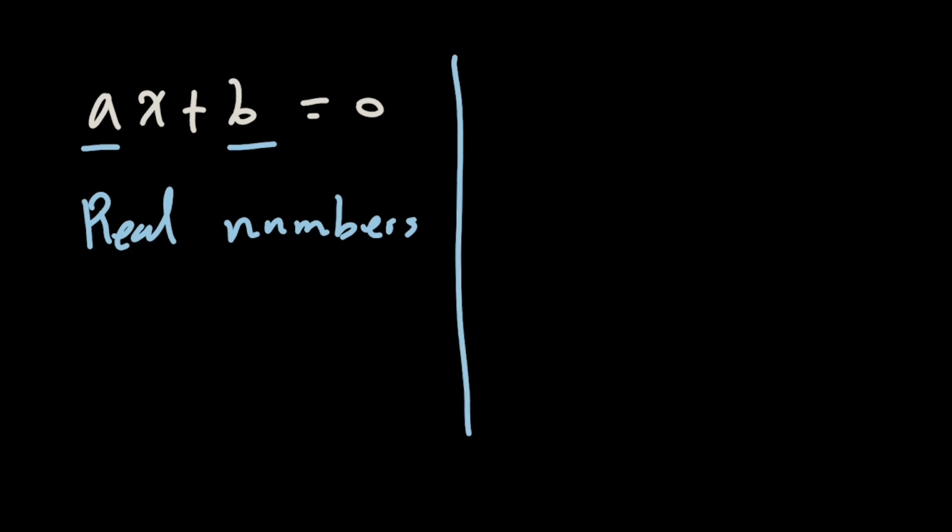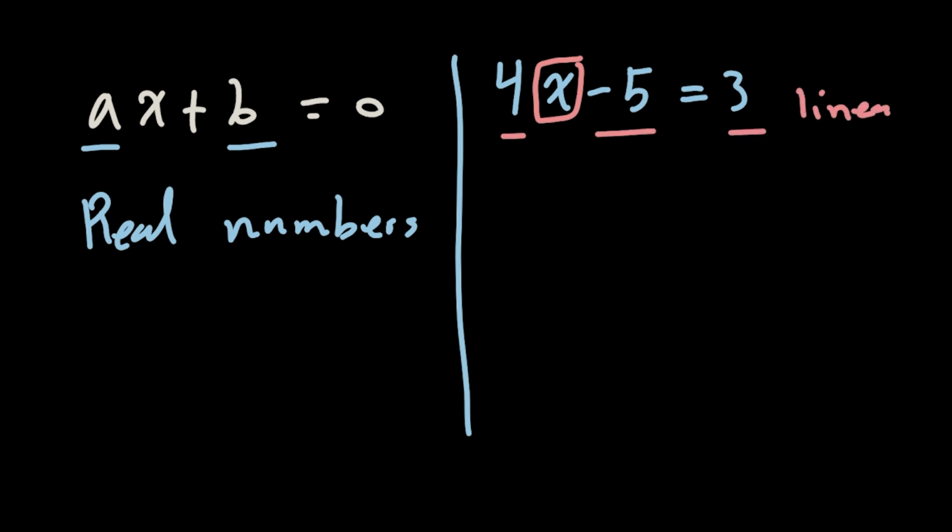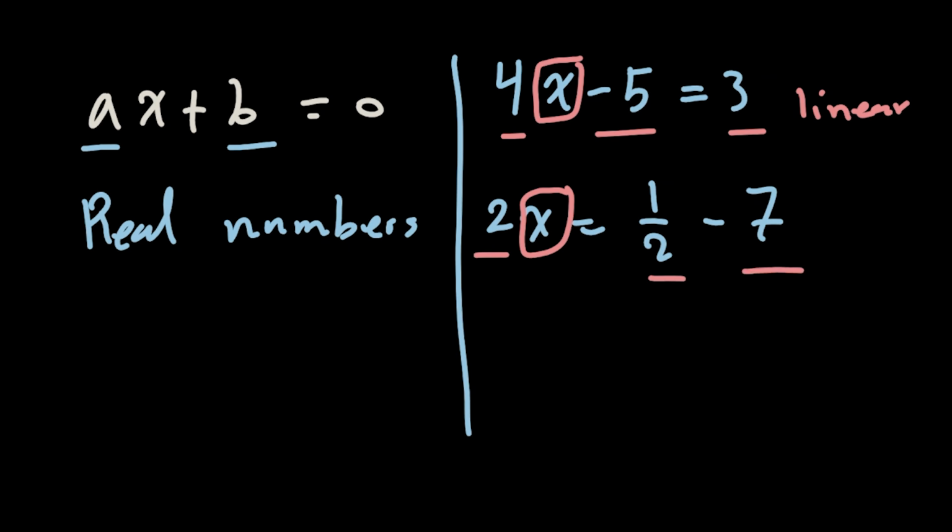So let's suppose we have 4x minus 5 equals 3. As you can notice, we have here x and we have some numbers. So it's a linear equation. Let's see another example. If we have 2x equals half minus 7, as you can notice, we have this x here and we have some numbers. So it's a linear equation too.